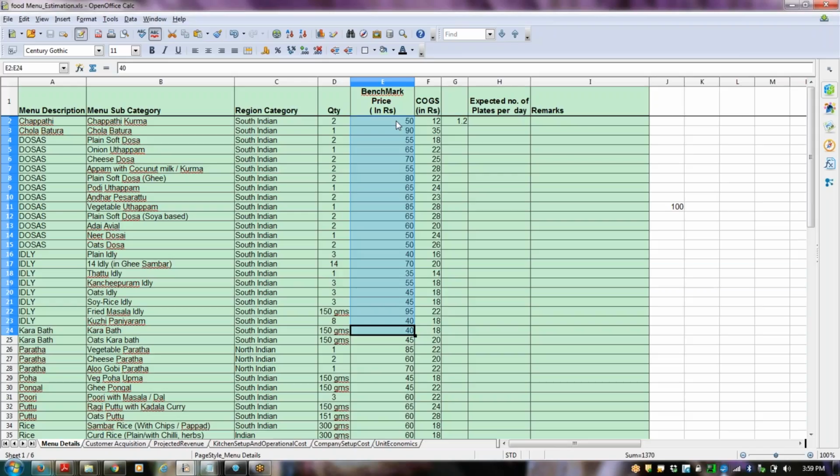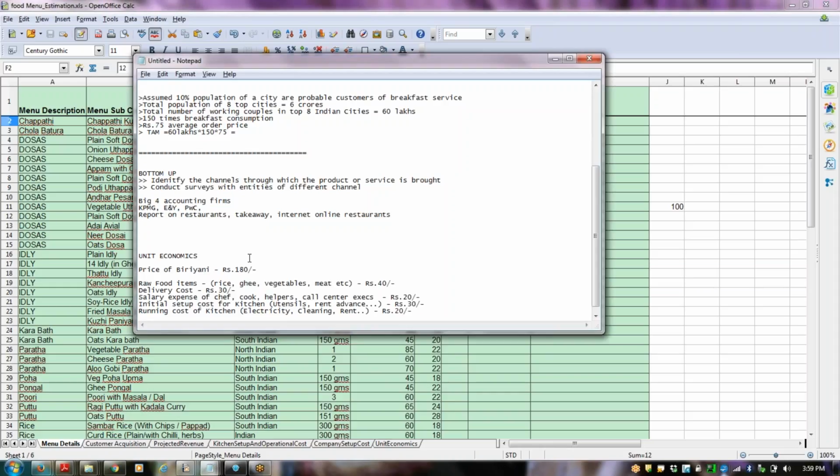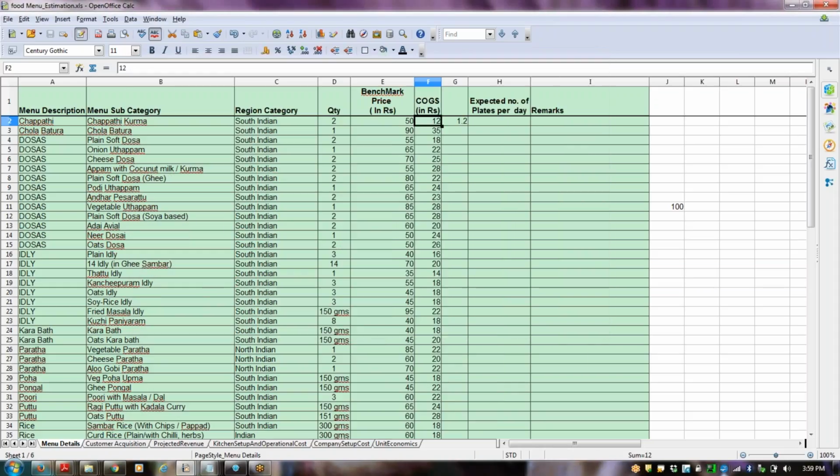We got these numbers, and then we started looking at, for chapati kurma, how much COGS is required, how much wheat, how much vegetables are required. It does not include the salary of the cook and all. Those things are outside. So we are just noting down the COGS over here. That will be the first entry for your unit economics. So you got that. Like this, you will prepare everything.